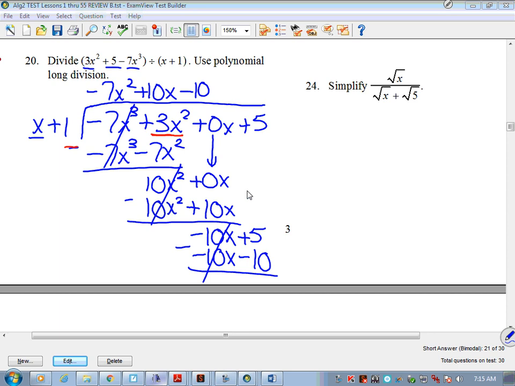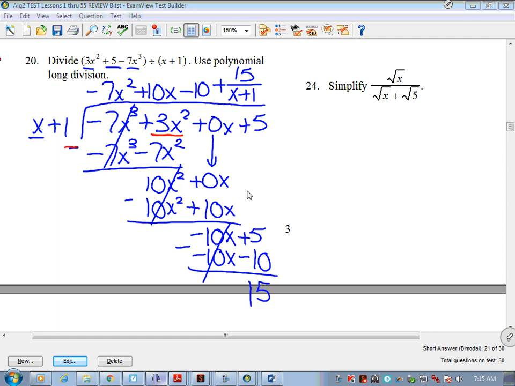5 minus negative 10 is going to be the same as 5 plus 10, so I should get a remainder of 15. So we're going to put that positive 15 over our divisor, which is x plus 1. We're going to check our answer: negative 7x squared plus 10x minus 10 plus 15 over x plus 1.